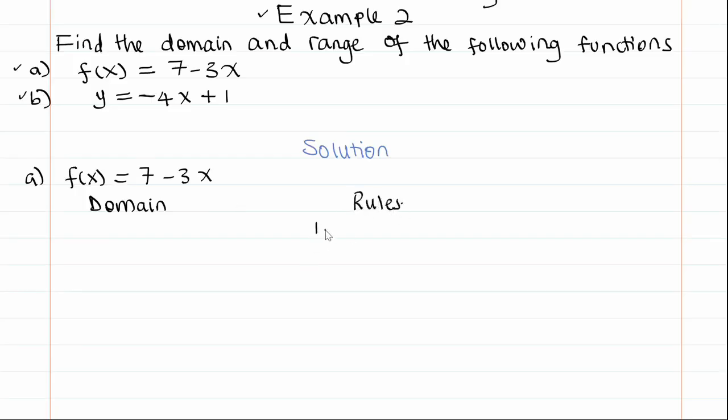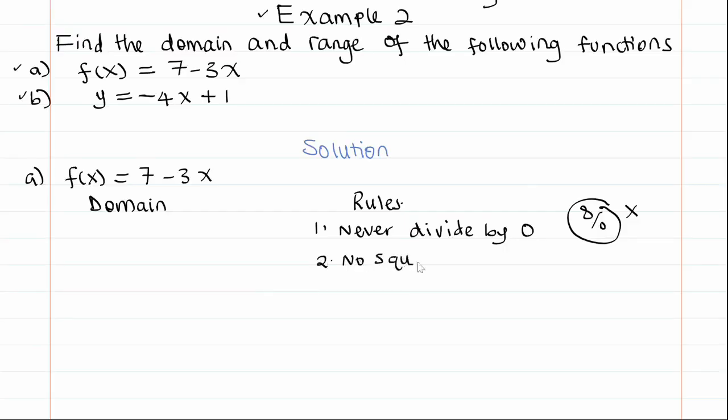We said rule number 1, never divide by 0. For example, we are not supposed to get 8 over 0 at any point. This is what we need to avoid at all costs. Rule number 2, we don't want the square root of a negative number. No square root of a negative number in the real number system.